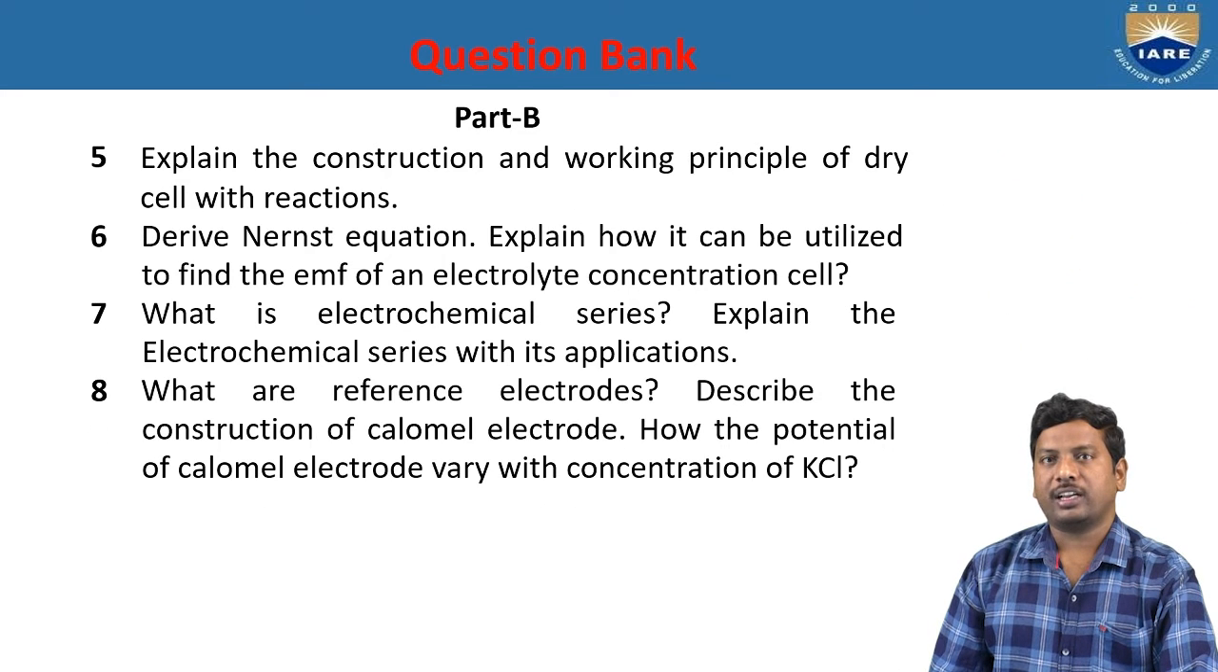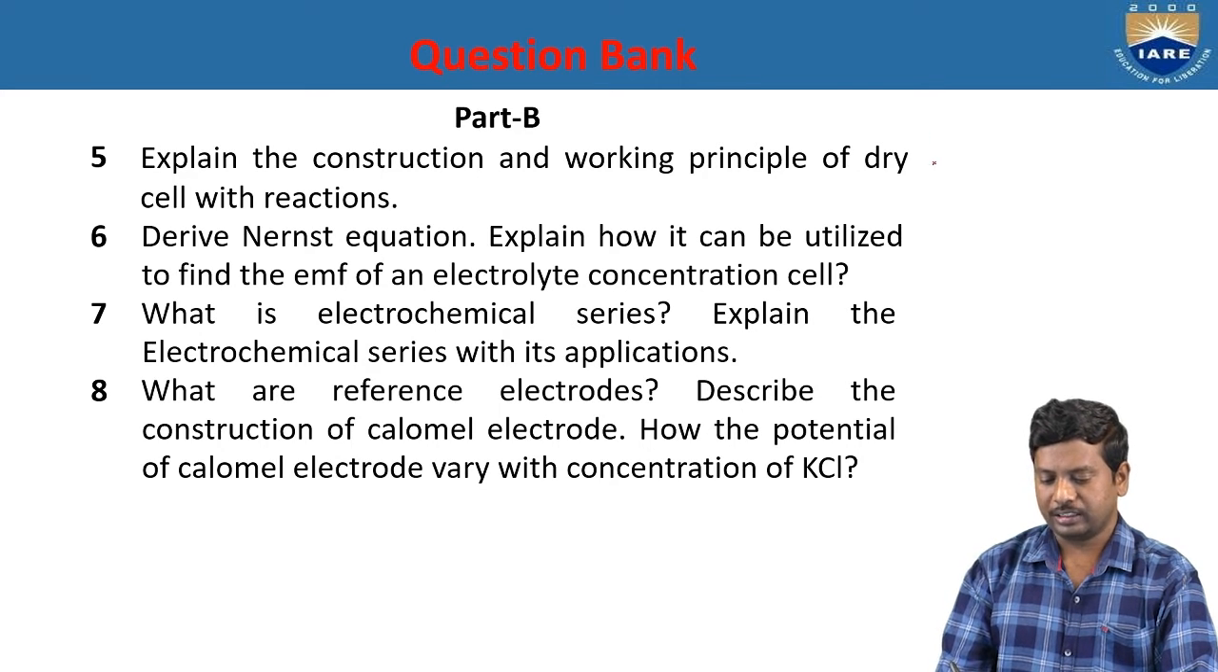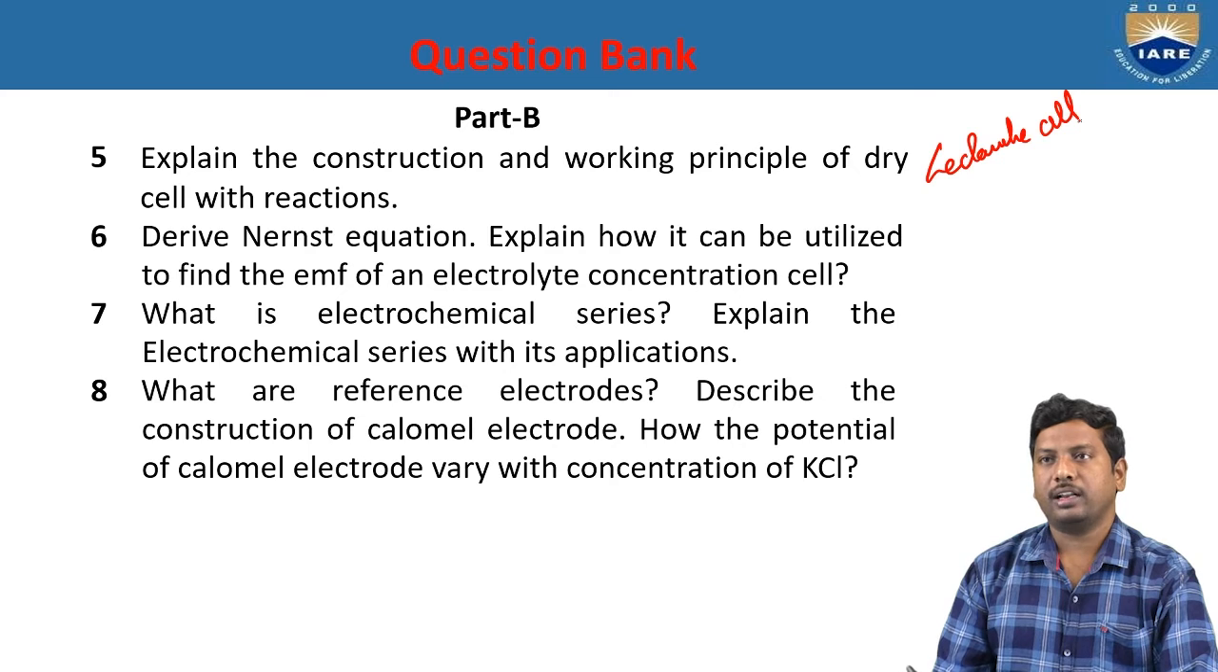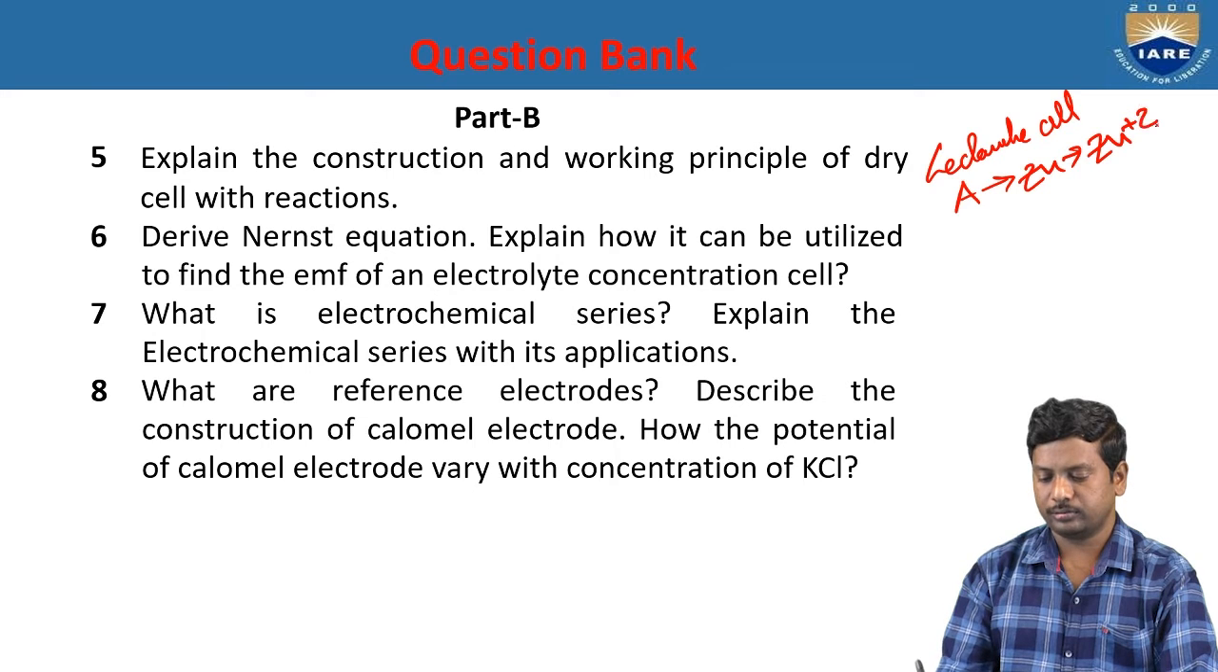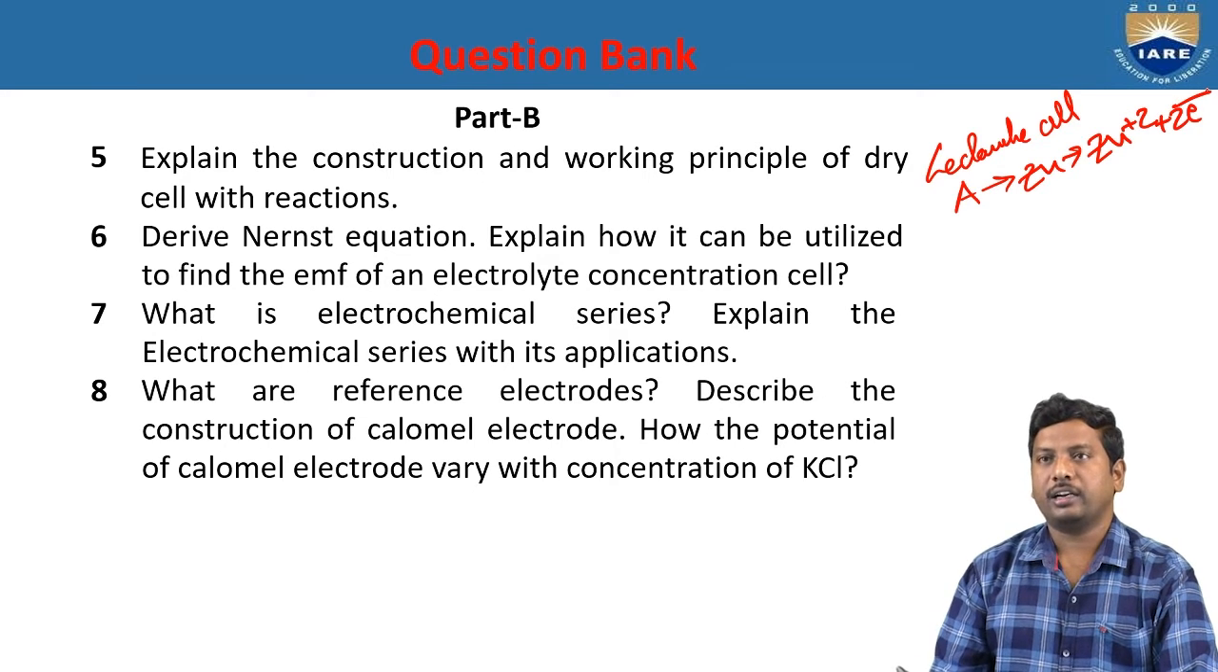Explain the construction and working principle of dry cell reactions. So the dry cell is nothing but a Leclanché cell. So in the Leclanché cell what happens? The zinc electrode acts as the anode, and zinc undergoes the oxidation reaction. It mainly depends upon the dry cell, and it can act as a leak proof cell. So that is the importance of a dry cell, and it acts only as a primary cell, and it is an example of a disposable battery.